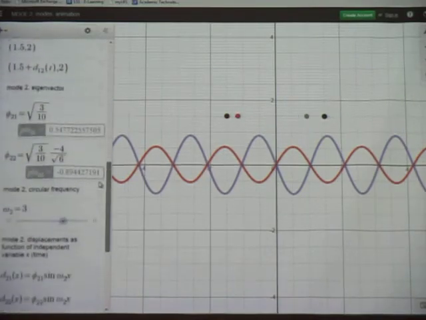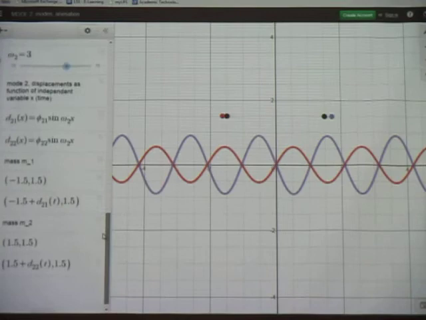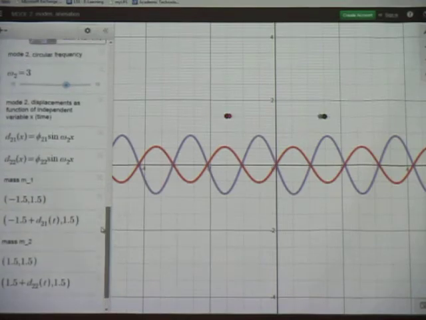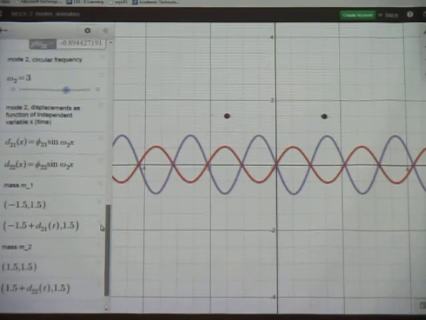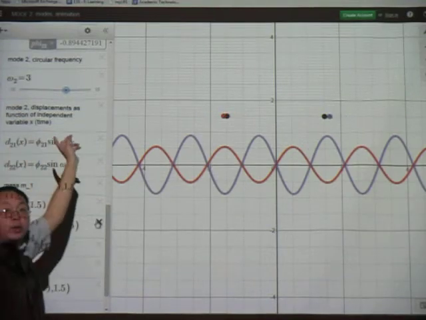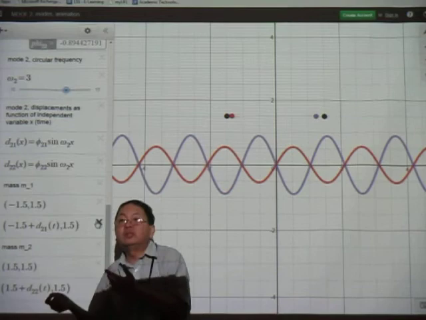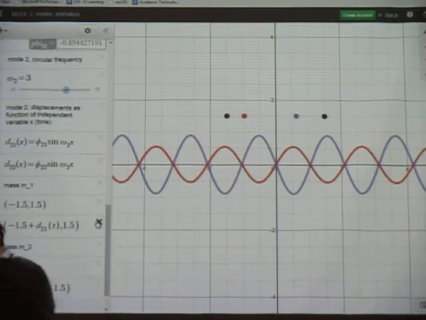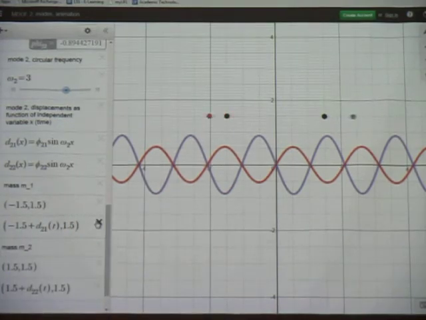I've already explained the case of mode 1, and this is mode 2, and just one point: omega 2 is equal to 3 because beta 2 was equal to 9, right? Square root of 9 is 3. Okay, so that's the animation.